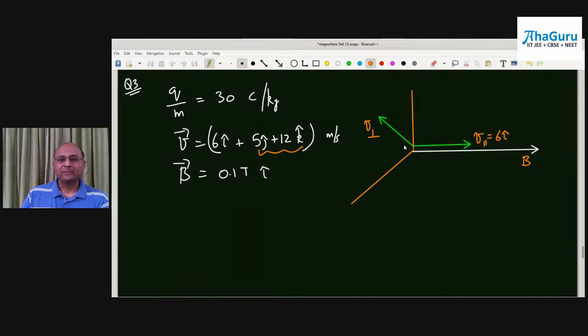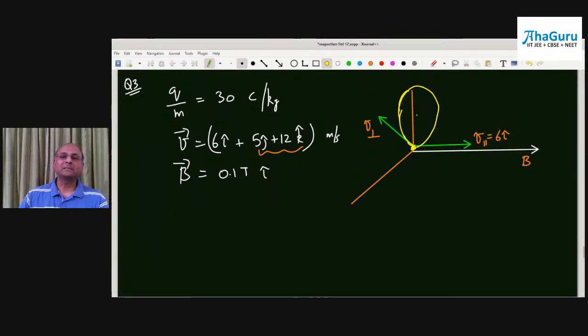Now let's see, if this is the velocity and this is the magnetic field, what direction is the force? V cross B. V cross B is a force like that. And so that is going to make this fellow turn around like this. Okay, so this is the origin. So it's going to make it turn around like that. And it should have just simply come back here. That's where it should have come back if this V parallel was not there.